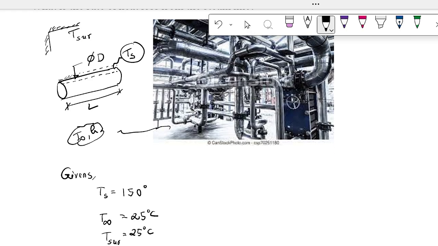Okay. So what are you trying to find? You're trying to find the heat rate, or you can say the heat loss from the pipe, right? So one is the convection, another one is the radiation. These two forms of heat are what we are losing to the surroundings, right? So that's what we're going to find, the heat loss, Q loss.